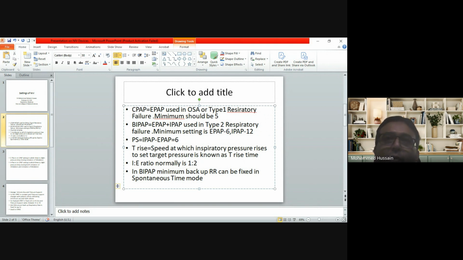So expiration should be slightly prolonged when compared to inspiration. Whereas in some conditions like pneumonia, you will give the reverse. It should be 2:1. It is called inverse ratio ventilation.